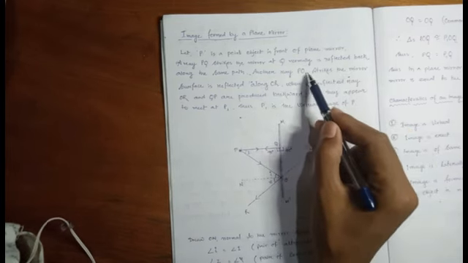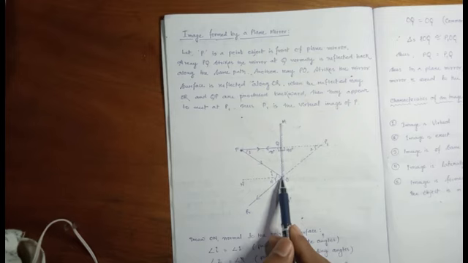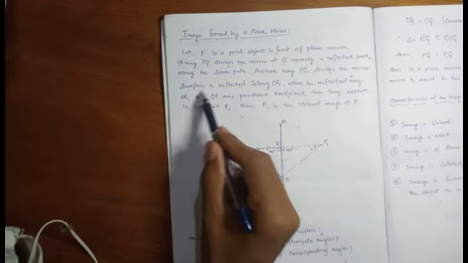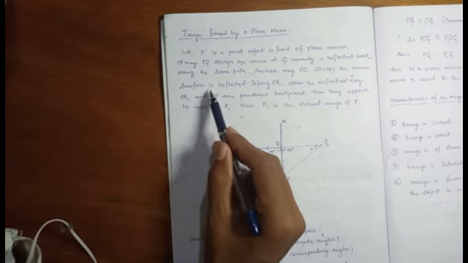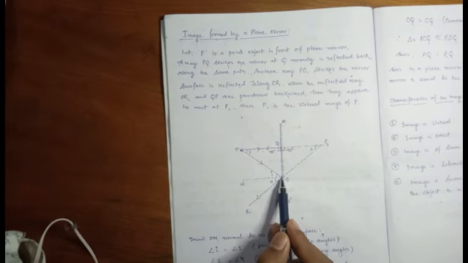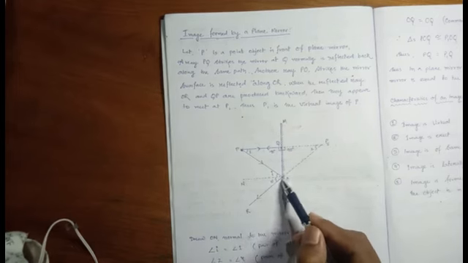Another ray PO, you can see here, this is another incident ray PO that strikes the mirror surface. It strikes the mirror surface and is reflected along OR. So this other incident ray PO strikes the mirror at point O and is reflected along OR.